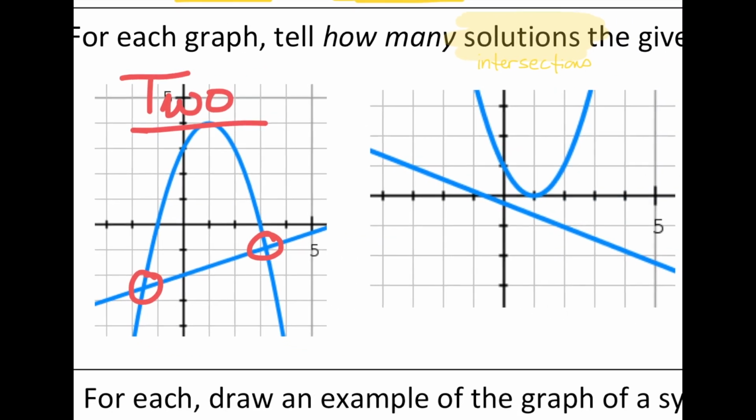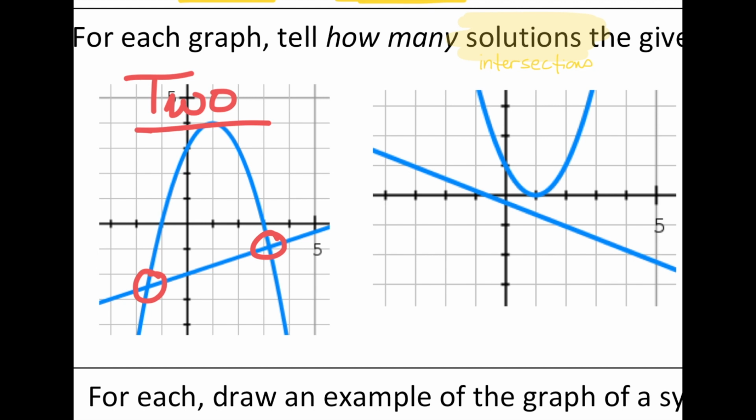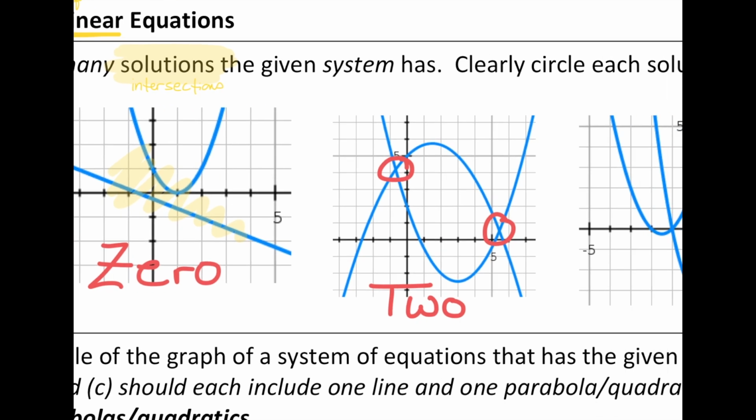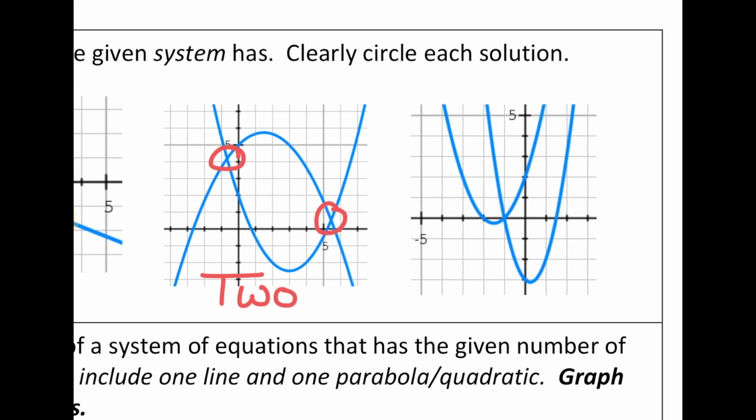In this next graph, there's no place where the 2 graphs overlap or intersect, and so this graph is going to have 0 solutions. In the third graph, once again, I see 2 places where the graphs intersect, so that's 2 solutions. And then in this last graph here, there's apparently only 1 solution.